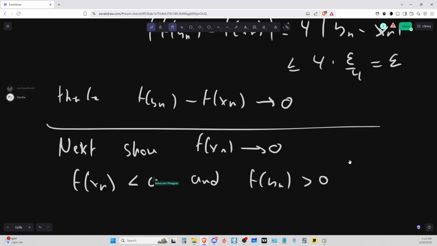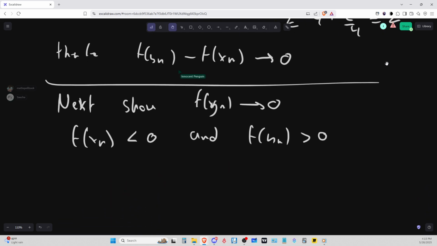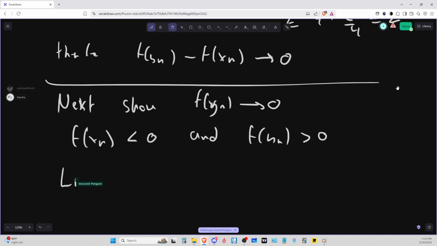So what's gonna happen is we're gonna have that. Well, actually, I want to show that probably 0 for y. Okay, so what's gonna happen is we're gonna have that f of yn. So how the proof goes? You take an epsilon as usual.